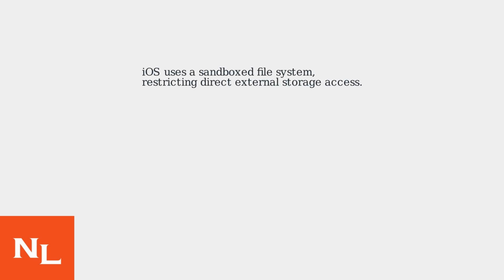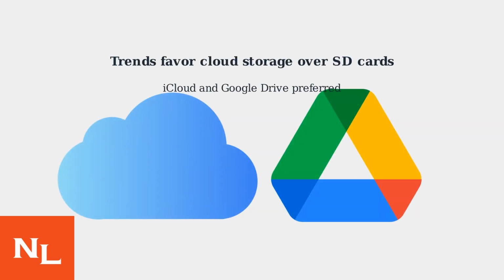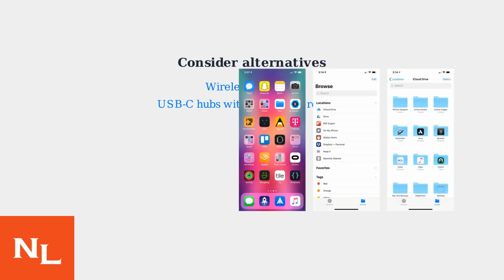iOS uses a sandboxed file system, restricting direct external storage access. Trends favor cloud storage over SD cards, with iCloud and Google Drive being preferred options. Direct drag and drop functionality isn't available, like on Android. SD card usage among iPhone users is declining. Consider wireless transfers or USB-C hubs with multi-card readers as alternatives.